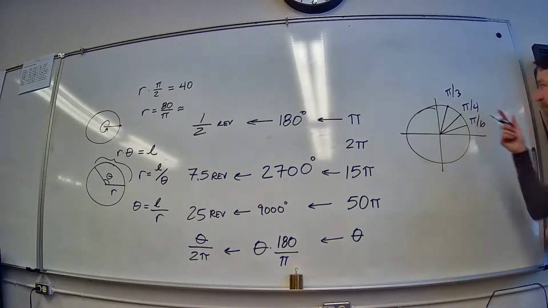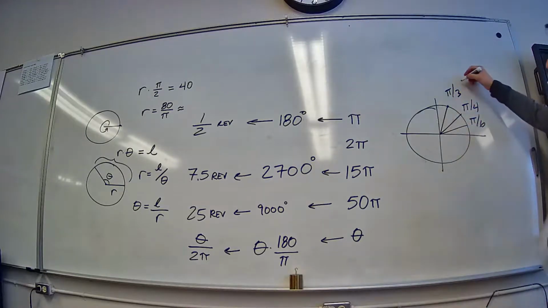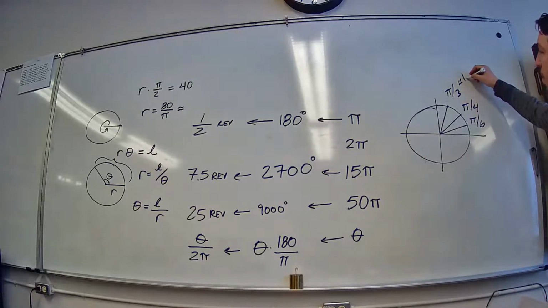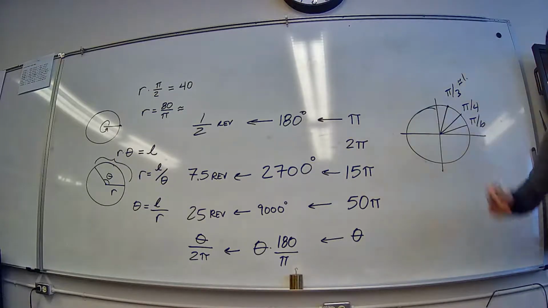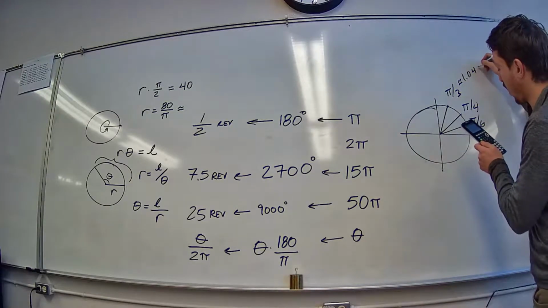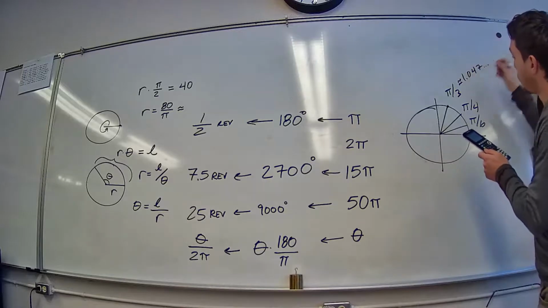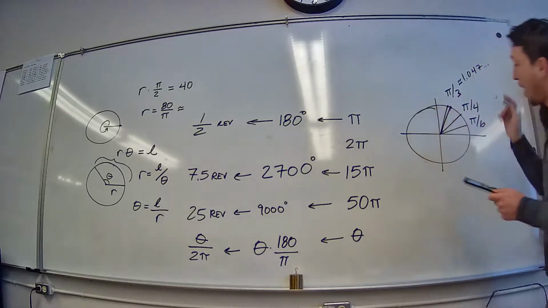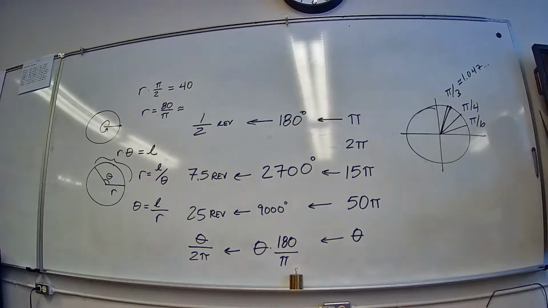Pi over 3. It's pretty close to that. Because pi divided by 3 is roughly what? 1.047. So 1 radian is just barely shy of pi over 3 radians. Like you said earlier, 60 degrees.